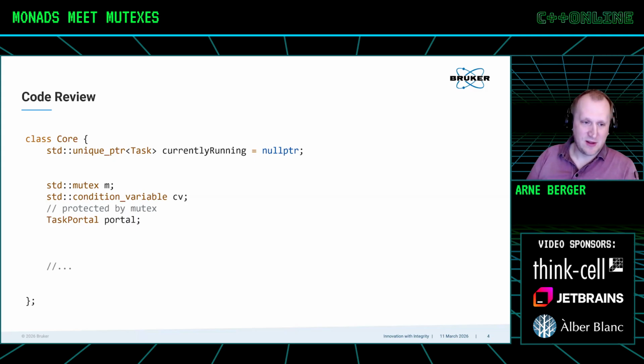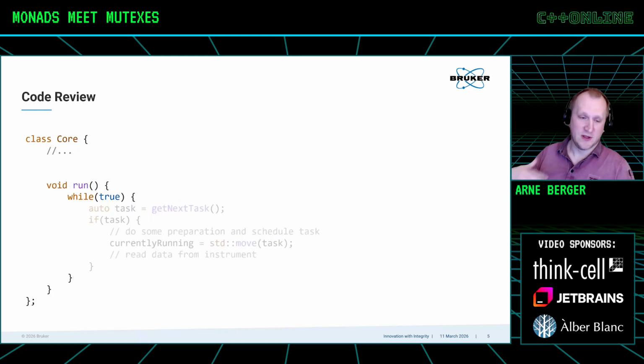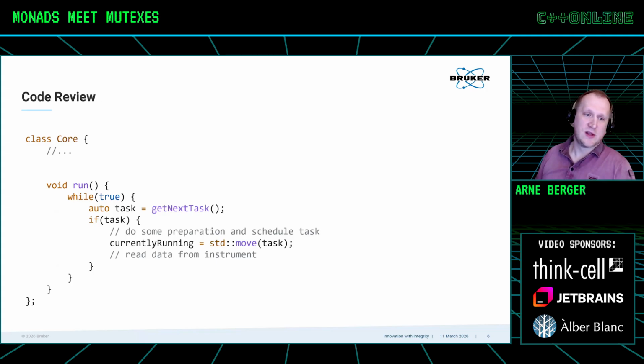I will come back to this, but let's first look at some of the functions this class has. One of them is a run function, so the scheduling takes place, basically in an infinite loop until we cancel the whole thing. And within this loop, it gets the next task, which might be a null pointer. And if we have a task, we do some preparation for the scheduling, then we move it on to the currently running, and afterwards we read the data. The details here are not that important. This is just the loop outside that accesses the internal member that was not protected by the mutex.